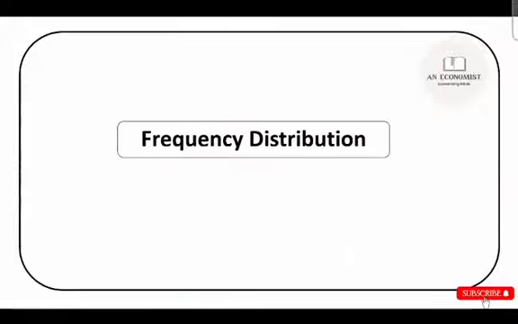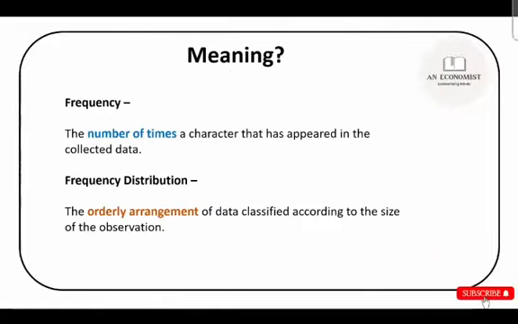Now let us see what is frequency distribution and what it is used for. So previously we have seen how to collect the data, right? We have seen how to collect the data, and we have also seen how to present the data. But only collection and presentation is not important to statisticians. For analyzing, the data must be presented in an orderly manner. There should be an orderly arrangement of the collected data so that they can be used for statistical analysis, and that is the role of frequency distribution. So the orderly arrangement of data classified according to the size of observation.